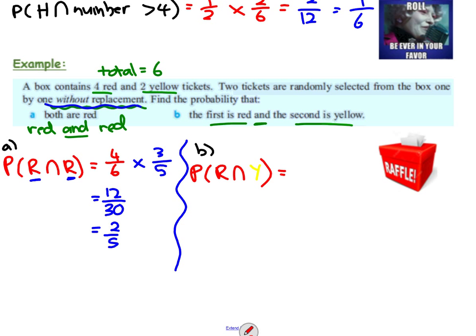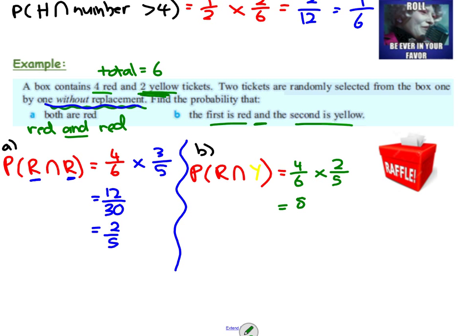So the probability of the first one being red, of course, is still just 4 over 6, and it's an AND, so we're multiplying. Probability of a yellow, it's without replacement, so the denominator's gone down to 5 because you took a ticket out and didn't replace it. The first time around you took out a red, so how many yellow tickets would be left? There'll still just be 2 yellow tickets left. And then work out the answer.